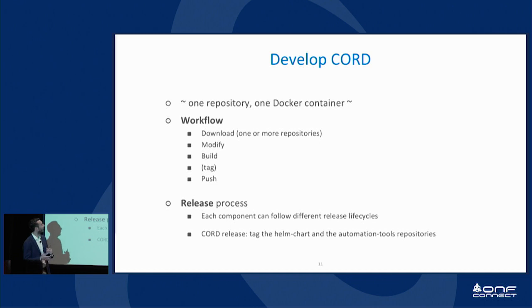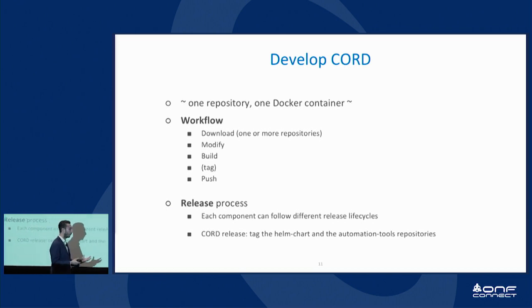Okay. Develop Cord. As I said, maybe I didn't underline this much, but it's very important. Cord is a collection of 50 repositories, maybe less. I don't know. I'm not sure. But imagine having 30, 50, 70 repositories that all together need to work. So what we were doing before was tagging all the repositories at the same point in time, okay, and then releasing code.